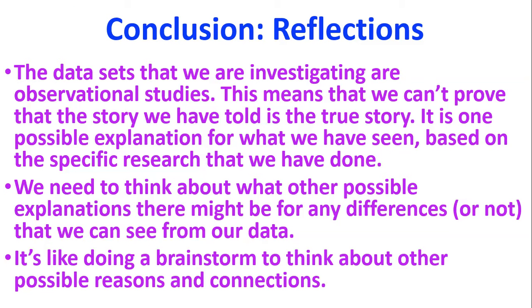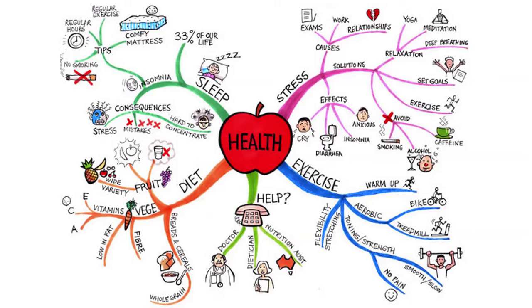So our data sets are just about always going to be observational studies, and if I simply observe something, I cannot prove that what I think is happening, the story that I've come up with for explaining the differences in these medians, I can't prove that that is the truth. What I've done is I've come up with a reasonable explanation for what I've seen. So we need to figure out what other possible explanations there might be. Okay, so it's like doing a brainstorming to think about other reasons, other connections.